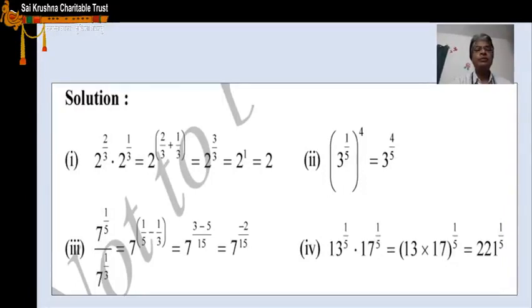The third one is division. In the case of division, we subtract the exponents: 1/5 in the numerator and 1/3 in the denominator, so m minus n, 1/5 minus 1/3, we get (3 minus 5)/15, that is minus 2/15. And the fourth one is where the base is different and the power is the same. So we multiply the bases, 13 into 17, with power 1/5. So 221 whole power 1/5.